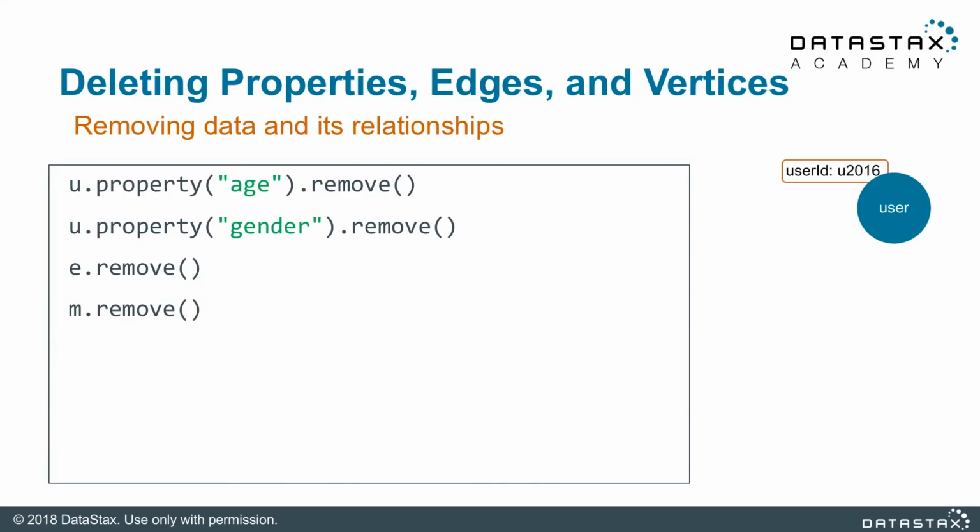Deleting properties, edges, and vertices is pretty simple. You add the remove method to the thing you'd like to remove. At the top here, we're removing the age and gender property from the user vertex we created earlier. At the bottom, we're removing the entire rated edge and movie vertex that we created previously.